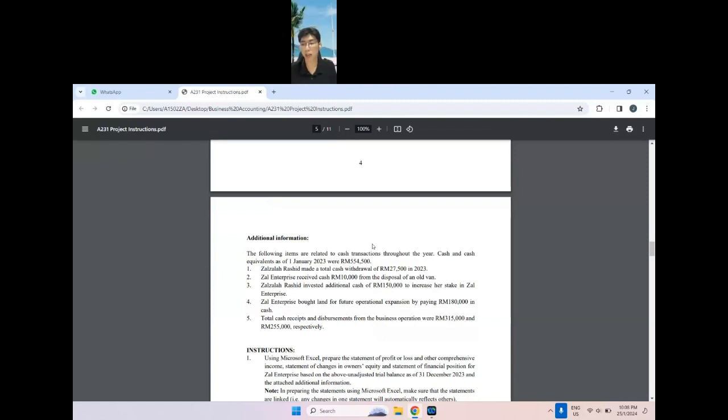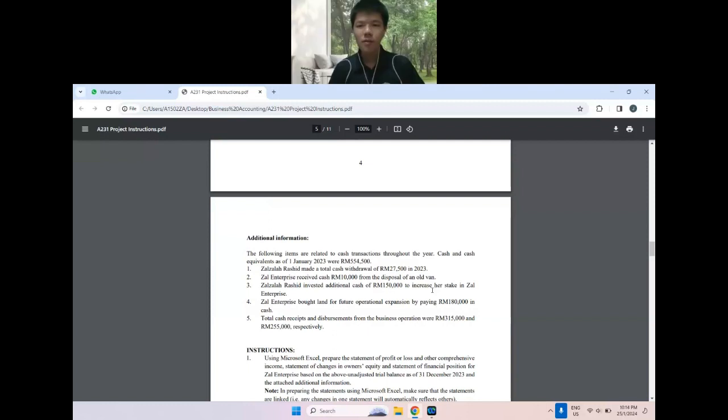Alright. So how about the last information? Total cash received and disbursement from the business operation were 315 ringgit and 255 ringgit respectively. Total cash received is cash in and disbursement is cash out.